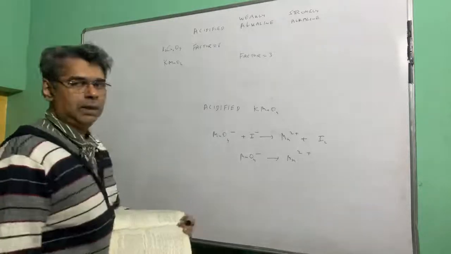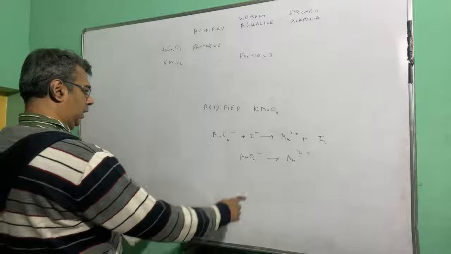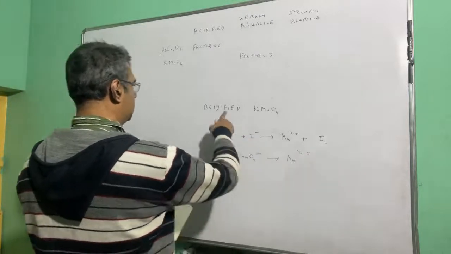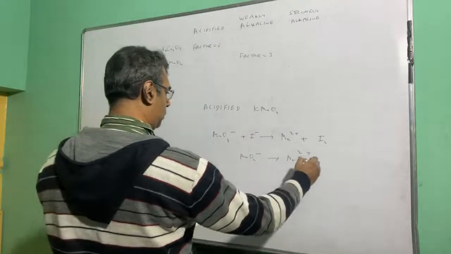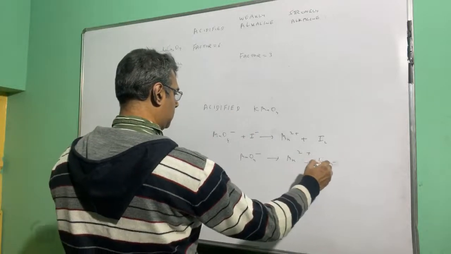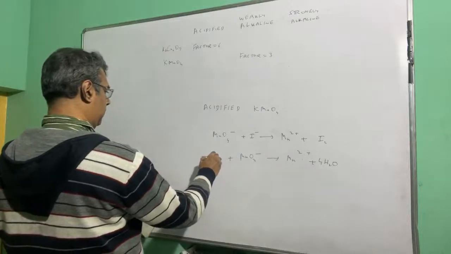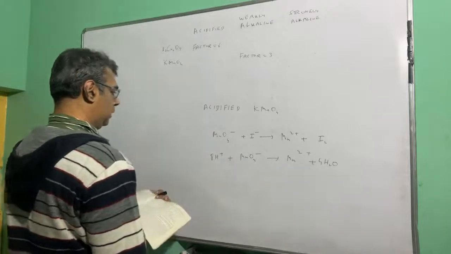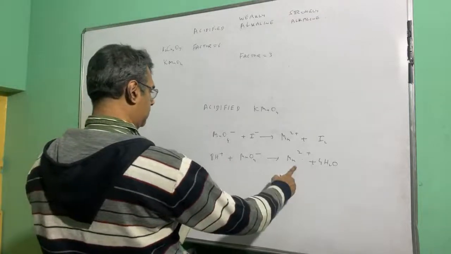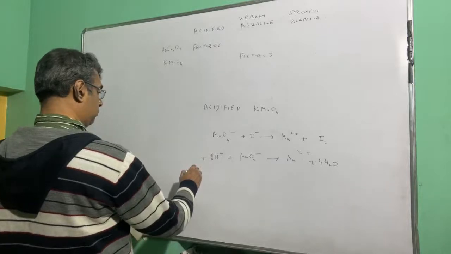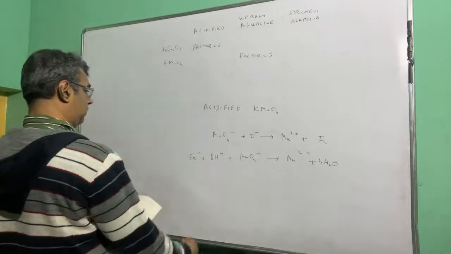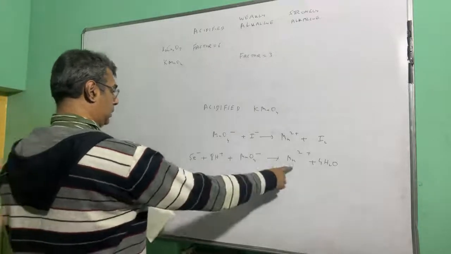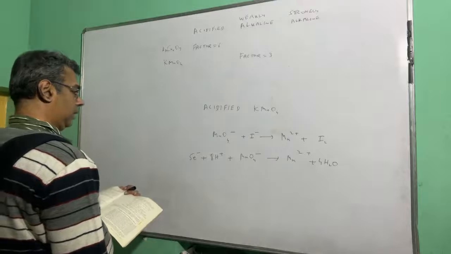So let us do the ion electron method. So MnO4 minus is changing to Mn2 plus, so manganese is balanced. Now this is acidified, there are 4 oxygens, so a shortage of oxygen. So here you write 8H plus. Now on the left side the charge is +7 and here it is +2, so you add 5 electrons.